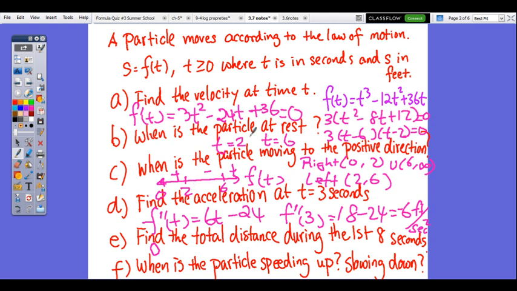Okay, so now let's plug in 2 here. So we have 2 to the power of 3, that's 8. 2 squared is 4, so it's negative 48. So 8 minus 48 is negative 40. And then 2 times 36, that'd be 72. So negative 40 plus 72.